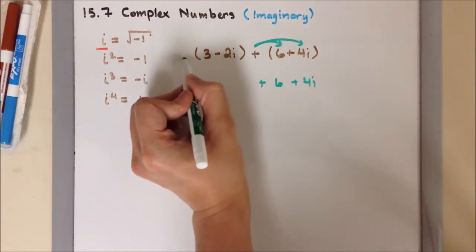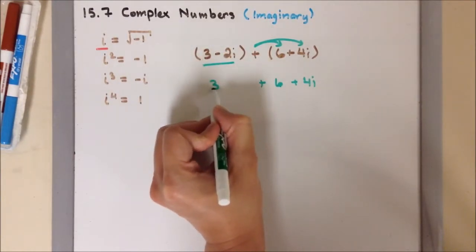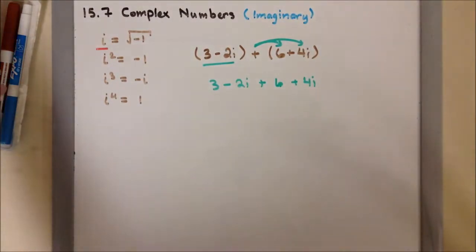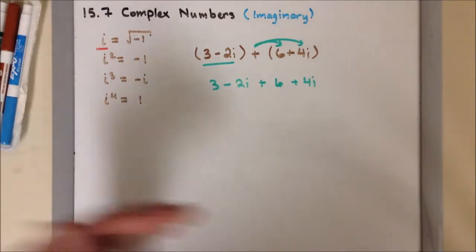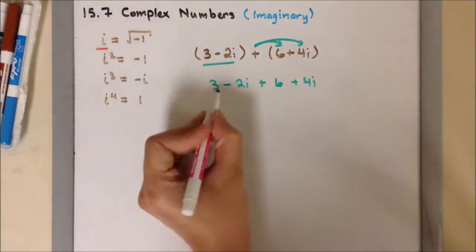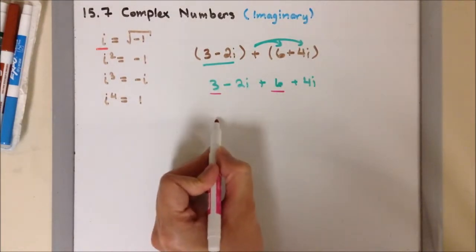And since I have nothing to distribute, I'm just going to bring down the inside. So 3 minus 2i. So I just rewrote it after I distribute the plus. And here, we're just going to simply combine like terms. I'm going to combine my whole number first. So 3 plus 6, that's 9.